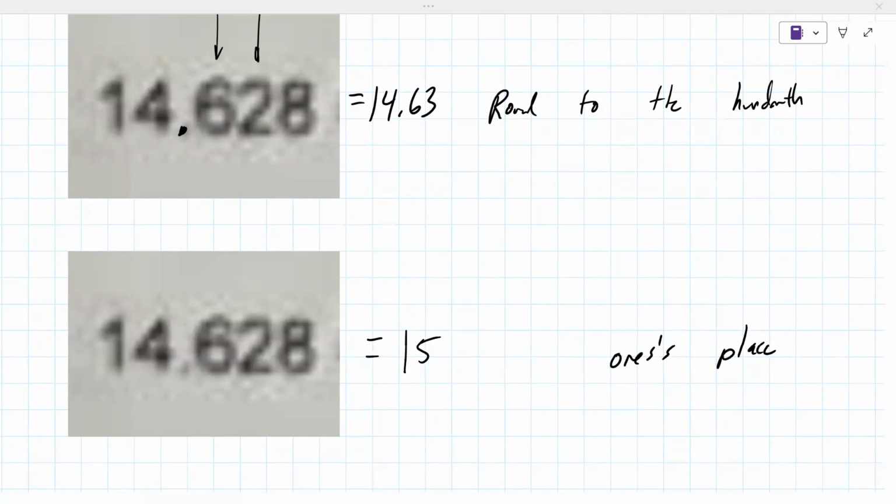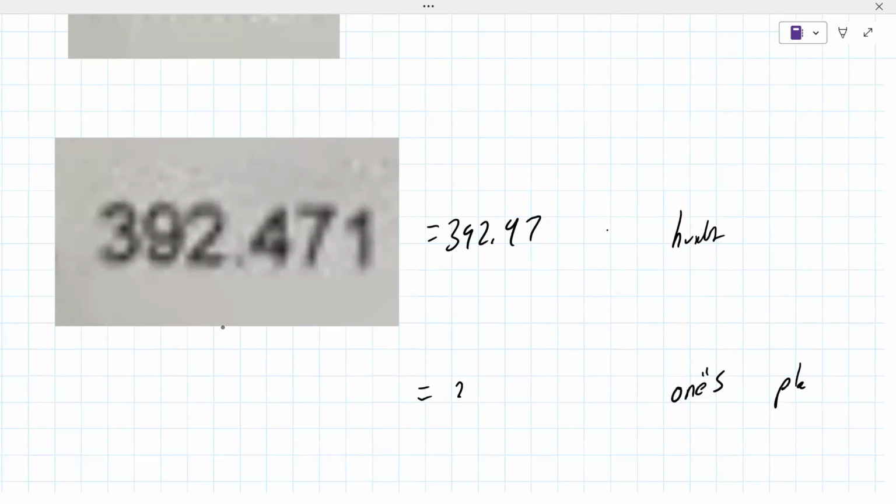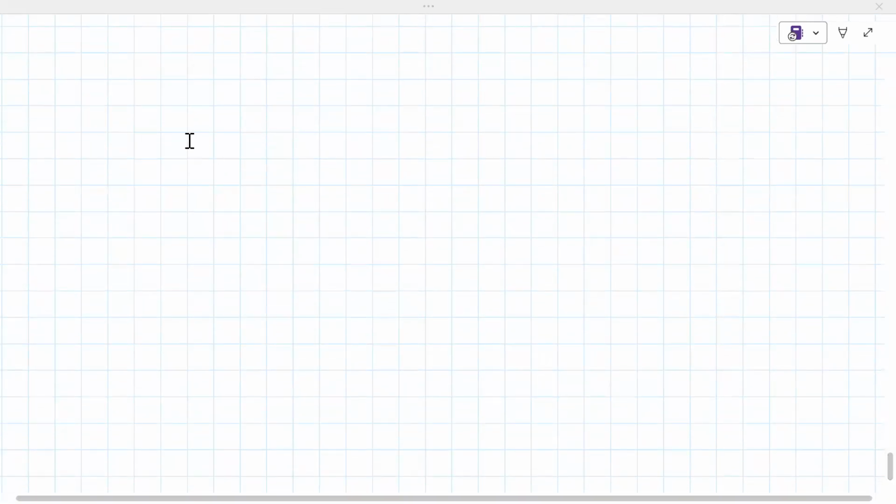Okay. And let's do the same thing for this other number. Let's go first to the hundredths. So it would be 392.47. Okay. That's good. And then let's go to the ones place this time. Ones, 392. Good. Okay. Feel like you've got that down. Let's see here. So, all right, so let's do another one here.